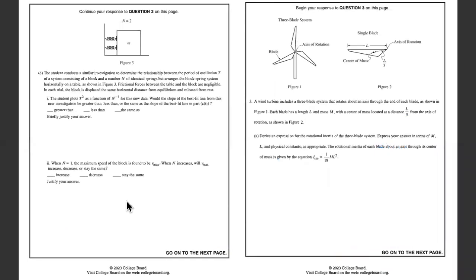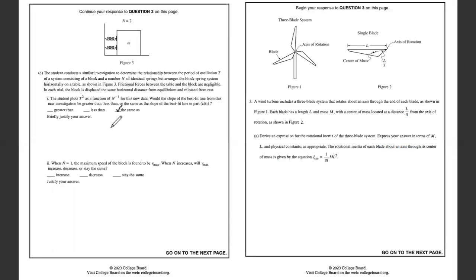So it's saying a student conducts a similar investigation, now with a horizontal one. There's no friction, and you still have the same horizontal distance from equilibrium and release from rest in the same trial. Now what you're plotting is t squared versus n to the negative first. Would the slope for this new investigation be greater than, less than, or the same as the slope? I would actually say that this should be the same slope.